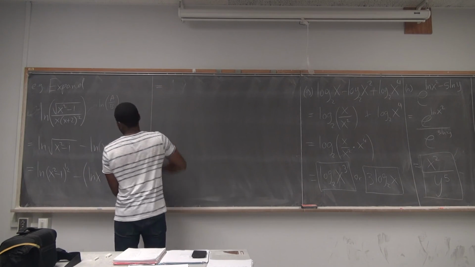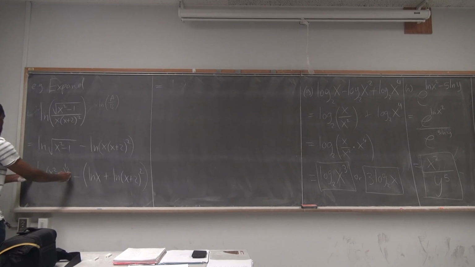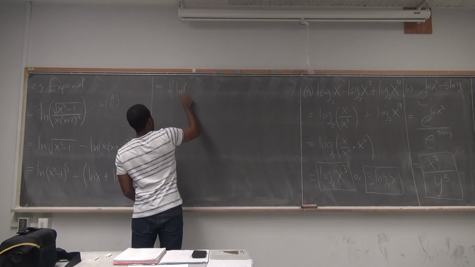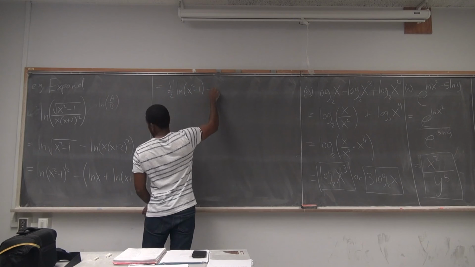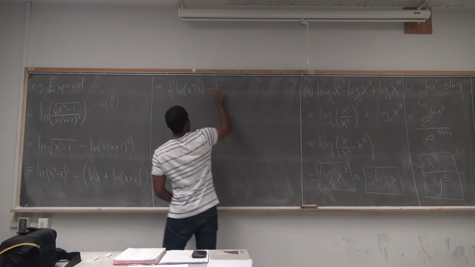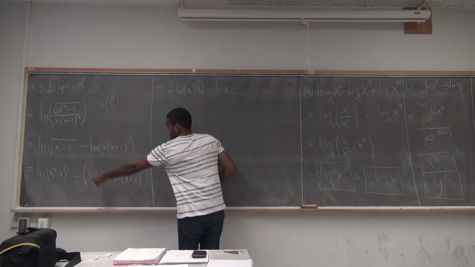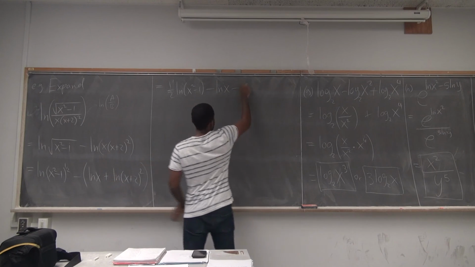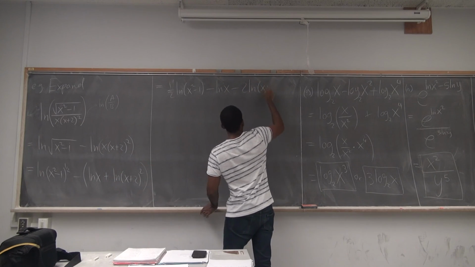Okay. So let's take another step. Can we do anything to this guy? Yeah, move the 1/2 to the front. The 1/2 can come down by a law. So this I can write as 1/2 ln of x squared minus 1, minus ln x, minus, because now I'm distributing, and this 2 can come down by that law, 2 ln of x plus 2.